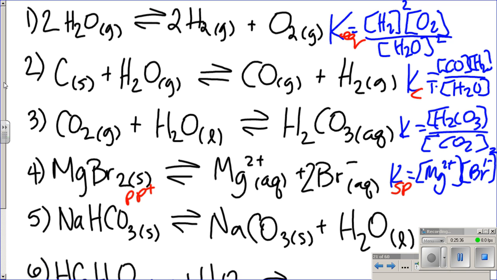But Kc and Kq are just general equilibrium examples. Ksp is a very special equilibrium where you have a precipitate yielding two ions. Okay, keep going.